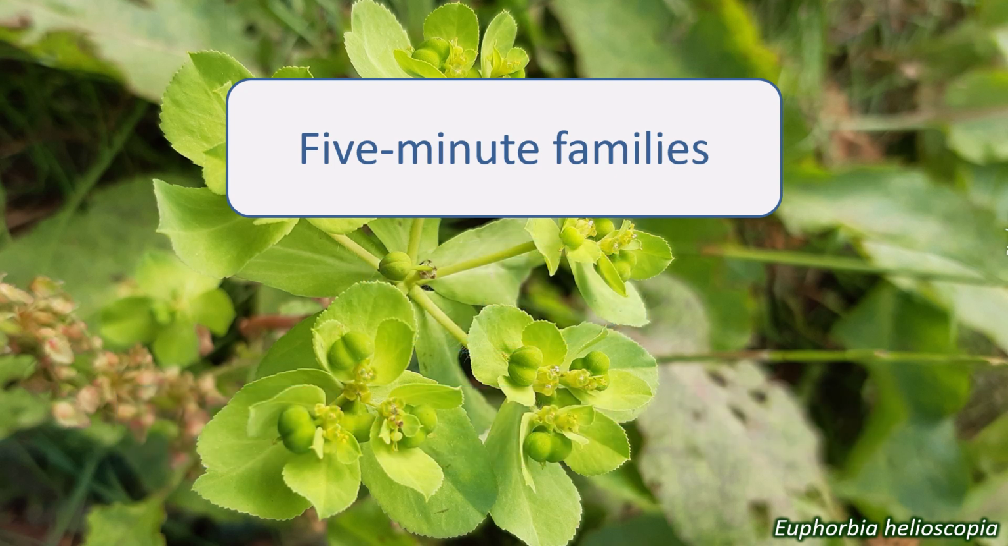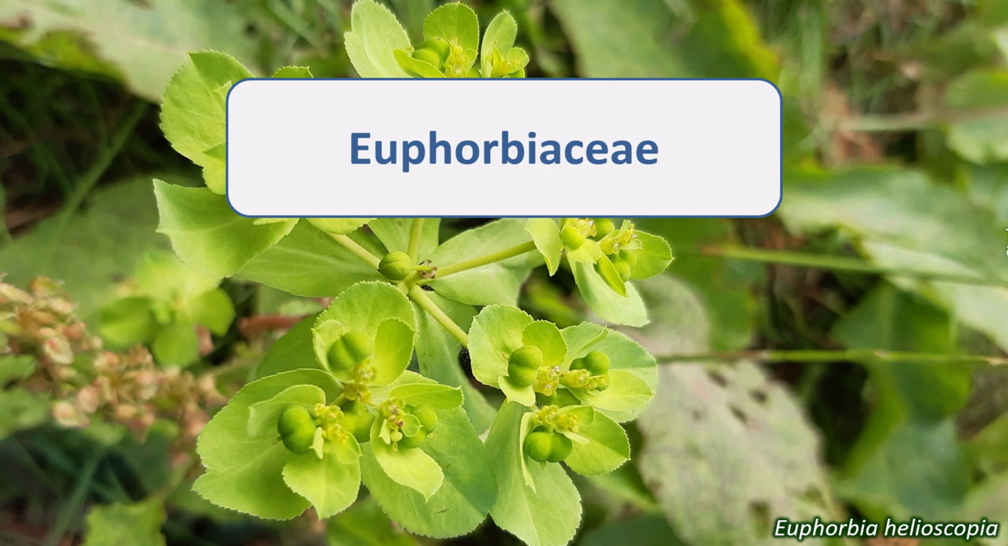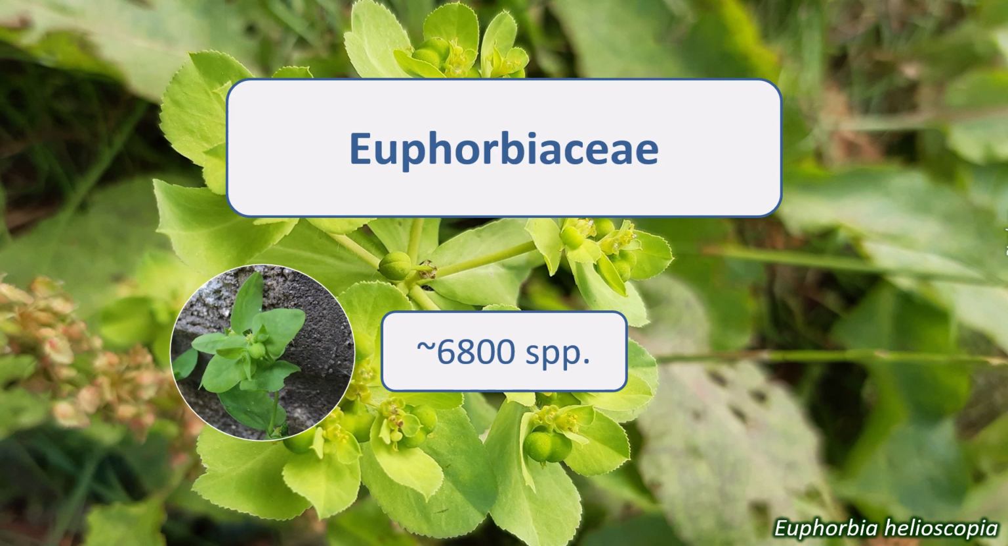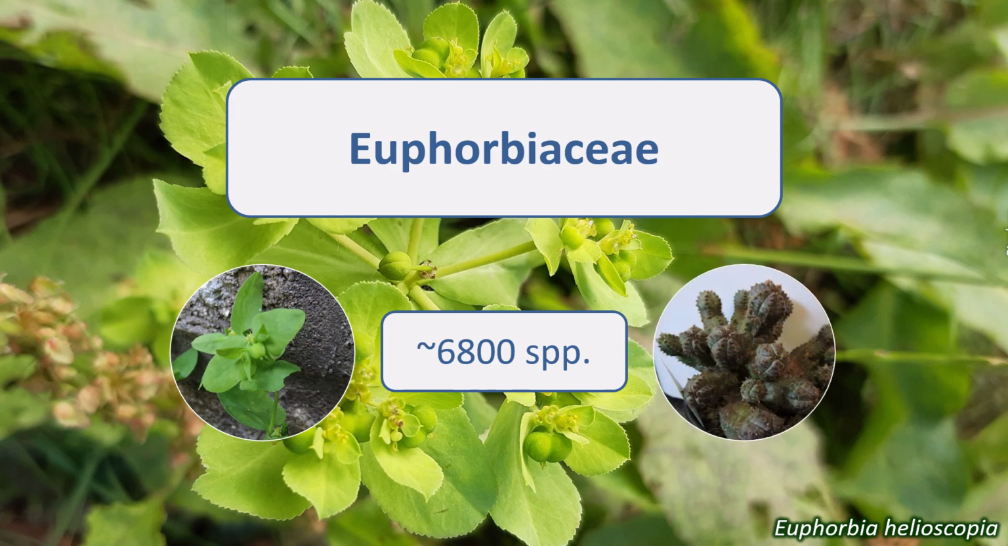Today we're going to look at the Euphorbiaceae, the spurge family. Euphorbiaceae species are found across most of the world except very cold places, and there are around 6,800 of them. This is a family of annual and perennial herbs, shrubs, trees, and occasional vines. A good chunk of the family are succulent, storing water in their stems.